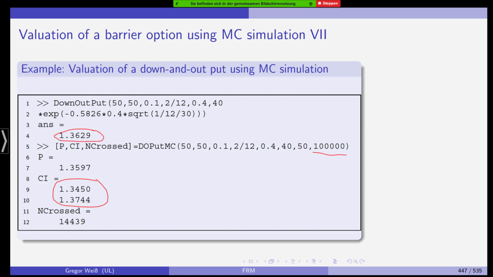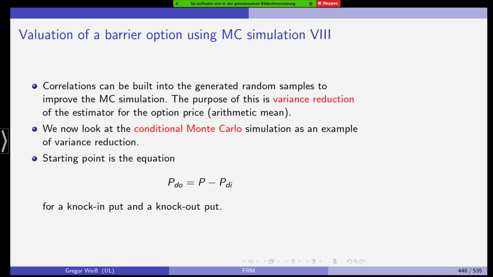And out of these 100,000 simulations, n crossed is 14,000, meaning that in 14% of our simulations, the down-and-out put was actually knocked out. Just as an interesting side note.